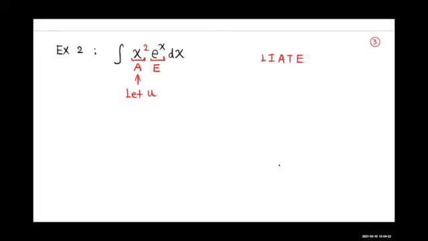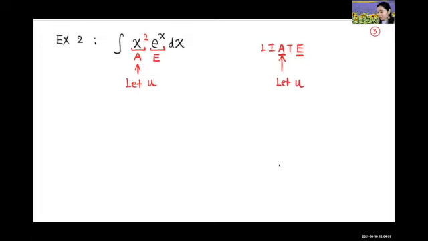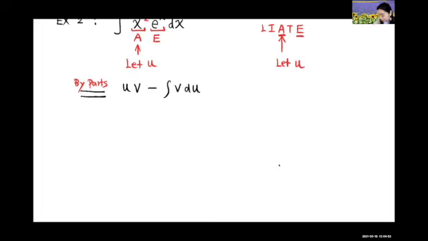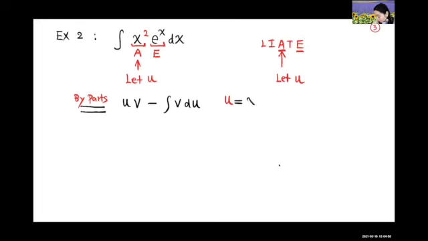Okay, so A is before E, so we're going to let u be x squared. So we use integration by parts. That will be equal to uv minus the integral of v du. We let u be x squared, and then we let dv be e to the x dx. Okay, so what is du?